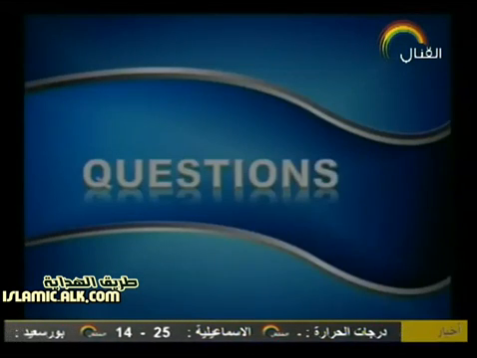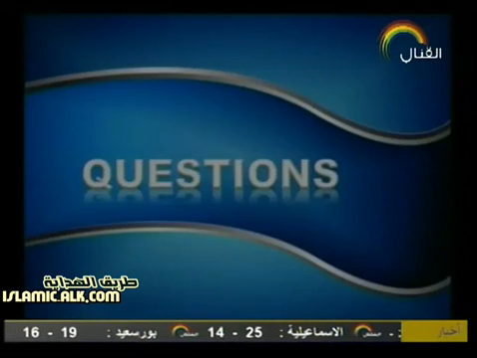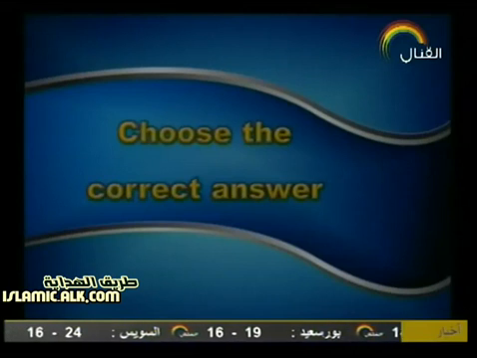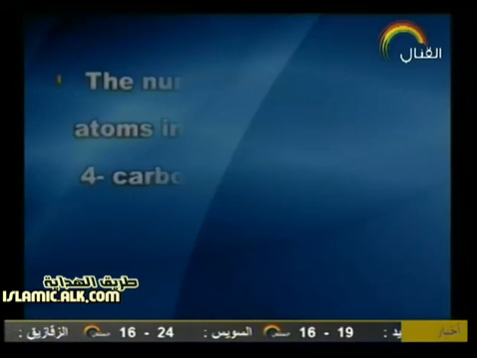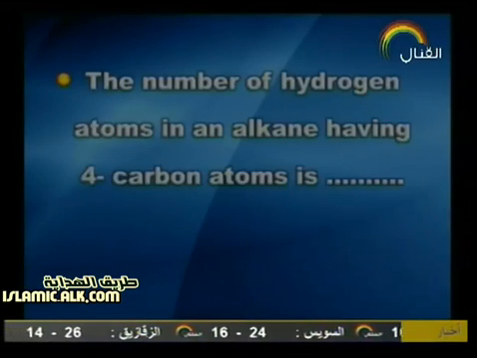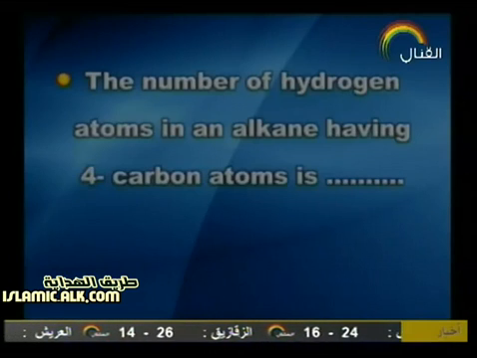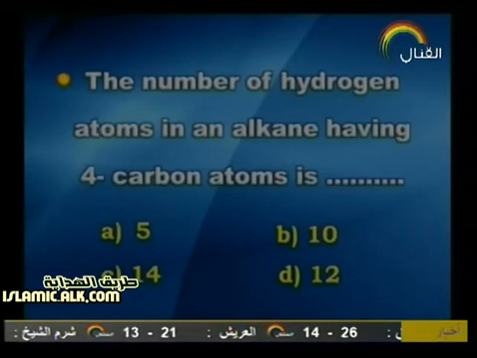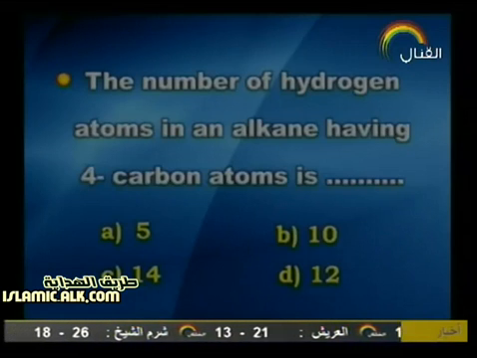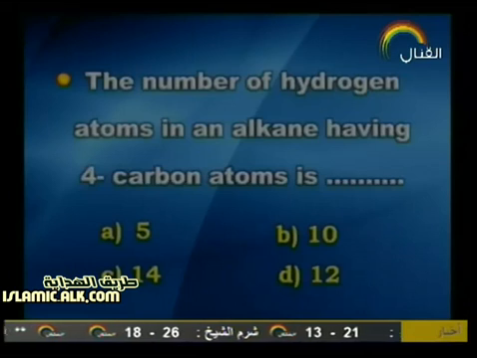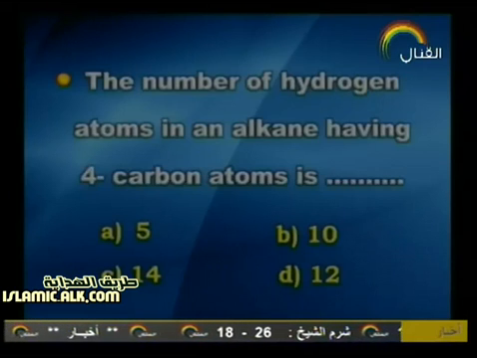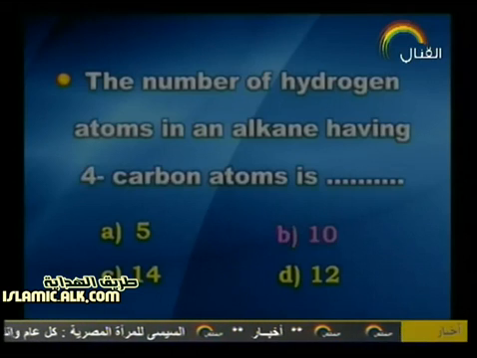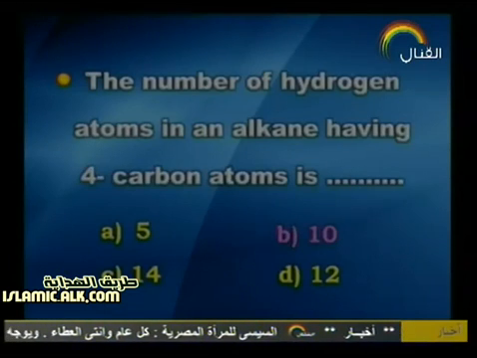Now, my dear students, we are going to discuss some questions on this topic. The first type of question is choose the correct answer. The number of hydrogen atoms in an alkane having 4 carbon atoms is what? Is it 5 or 10 or 14 or 12? Remember, my dear students, you have to apply the general molecular formula CnH2n+2. So it will be 10.